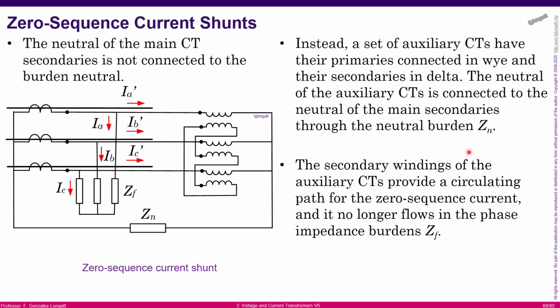And the secondary windings of the CT in that case are providing a path for the zero sequence currents, and as a consequence you will not find any zero sequence components on the burdens of the phase relay. Okay, this approach is quite useful if you want the phase relays not to identify or have any zero sequence current moving. We will talk more about this later during the overcurrent section.